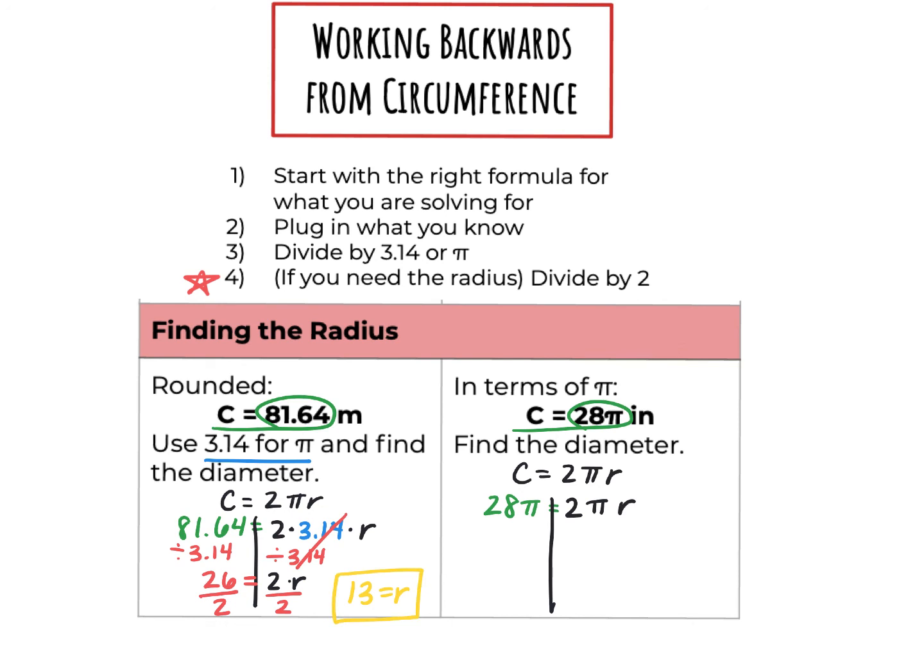Next up, for the in terms of pi example, I still start off by dividing by pi. The difference is these pi symbols just cancel out. That leaves me with 28 is equal to 2r. Really, 28 is the diameter, so dividing by 2 to get down to my radius, I get 14 is my radius. So really the only difference between finding the diameter and finding the radius if you're given circumference is that for the radius, remember to cut that in half as your final step. So work backwards, think like an equation, and good luck.